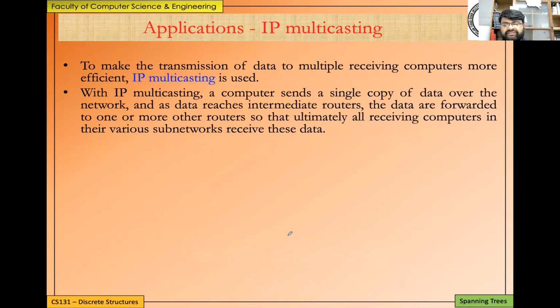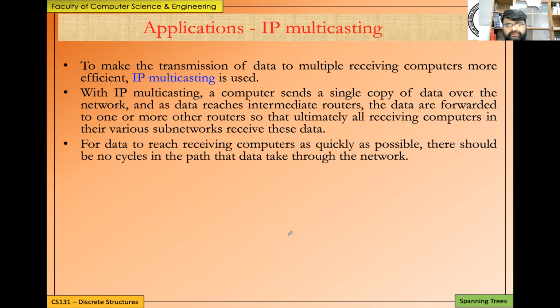And with IP multicasting, a computer sends a single copy of data over the network, and as data reaches intermediate routers, the data are forwarded to one or more other routers so that ultimately all receiving computers in their various subnetworks receive these data. It is actually a single copy of data that is being sent. However, it is being copied on the way, and the copies are being sent to the multiple receiving computers.